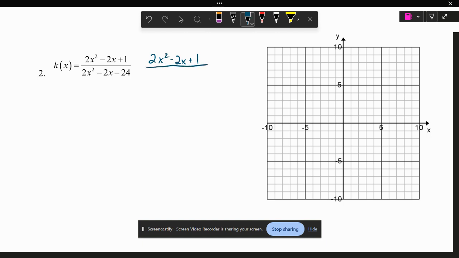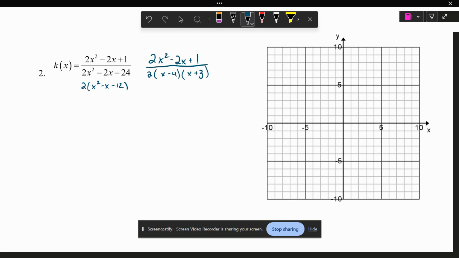And then I'm going to factor the bottom here. If I take out a 2, this leaves me with x squared minus x minus 12, which then gives me 2 times x minus 4 times x plus 3. And going back to factoring, you always want to try to factor just in case you have a hole. If you can't, you can't. No quadratic formula, nothing. You just leave it as is.